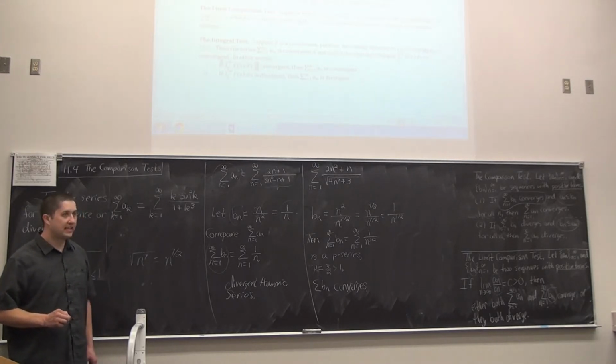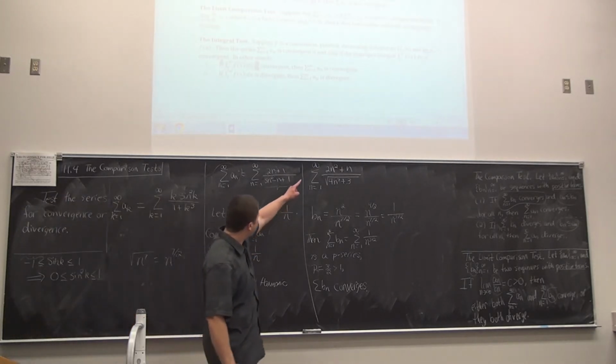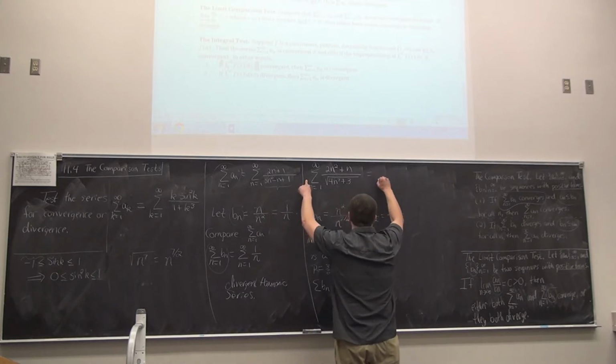Okay, so now we have to take the limit of a sub n over b sub n. I forgot to name this as a sub n. Let's just do it right away.